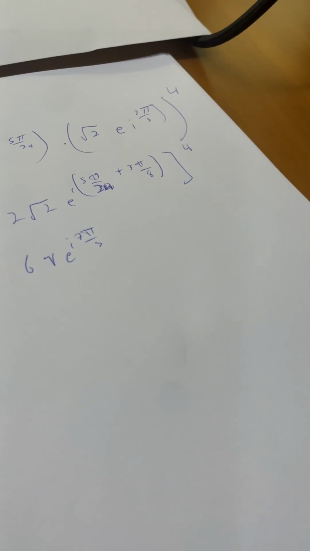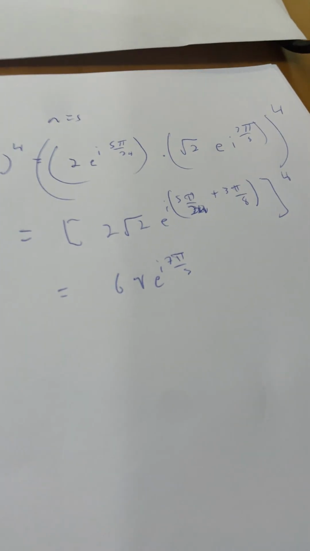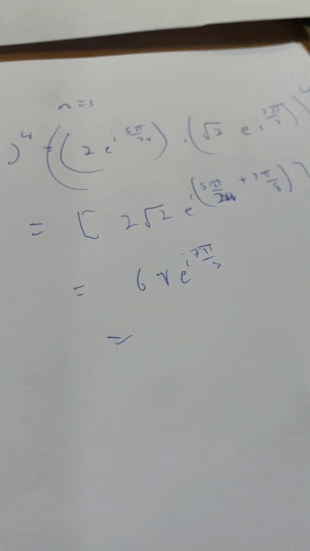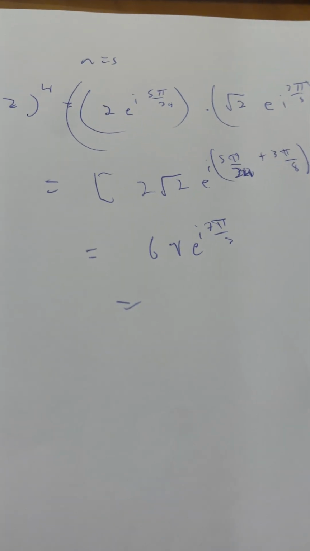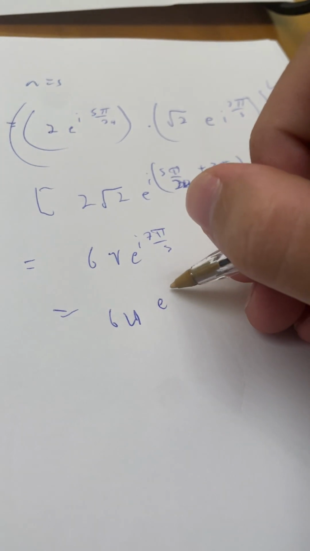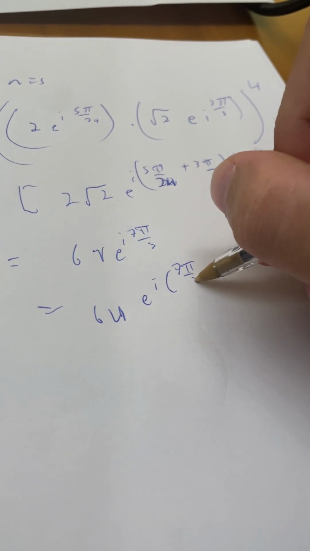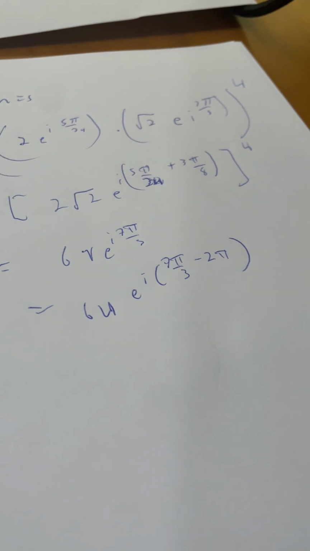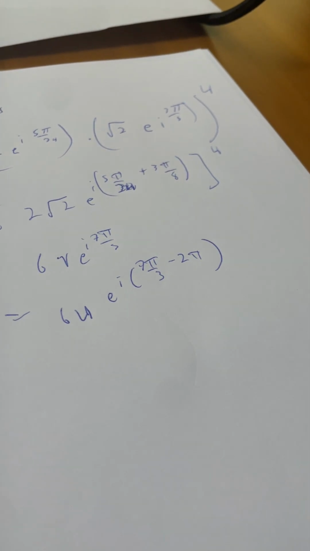Same thing with this one, again it's out of range, so we need to subtract 2 pi. We can't just leave it like this, it would be 64 e to the i of 7 pi over 3 minus 2 pi. And then boom, we get that, because the question asked for it to be between negative pi and pi.